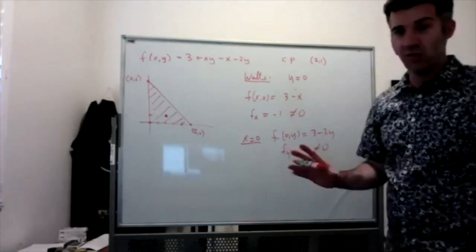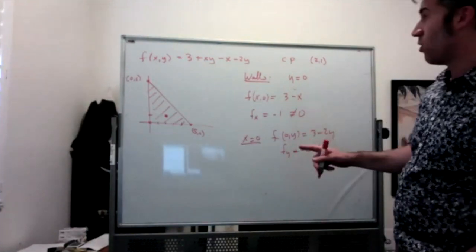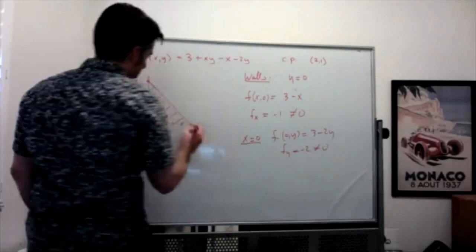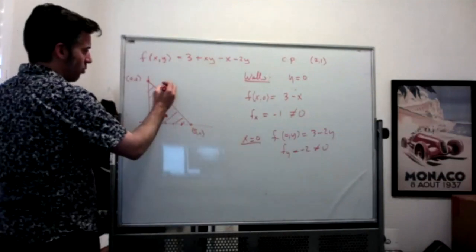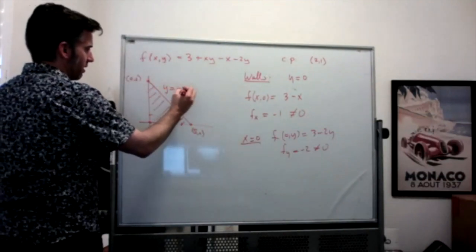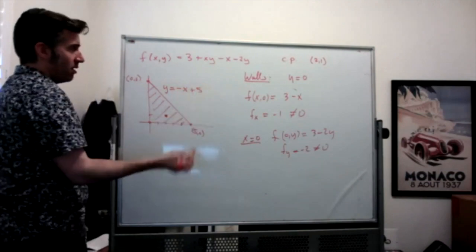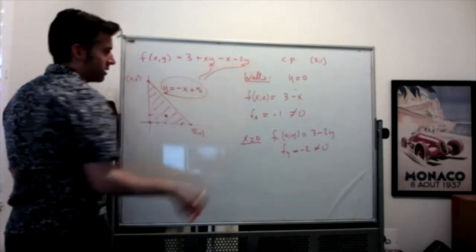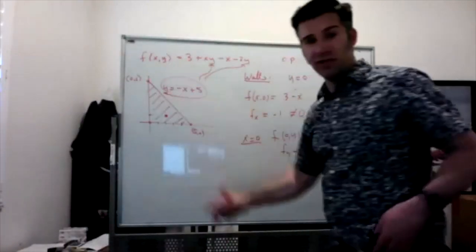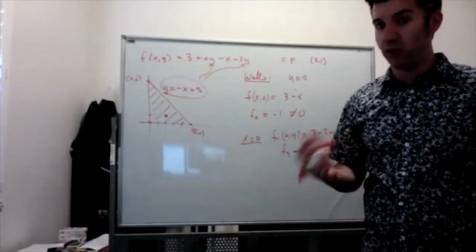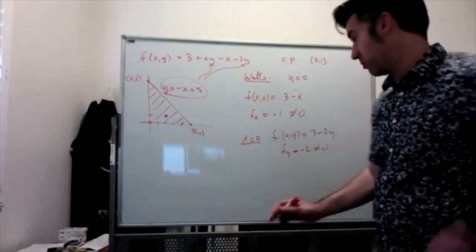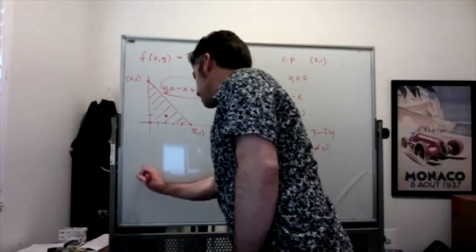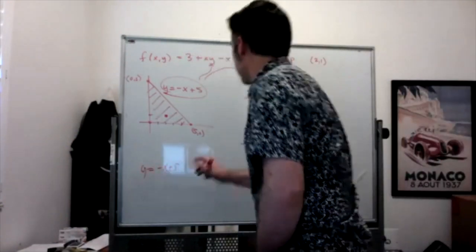So you get no critical points on your walls, and you're checking the corners. But the third wall, this is the equation: y equal to negative x plus 5. I'm going to plug that in for each of my y's. That's where things get interesting. Usually the ones that are slanty take a little bit more effort. So if we look at y equal to negative x plus 5, I plug that in here.